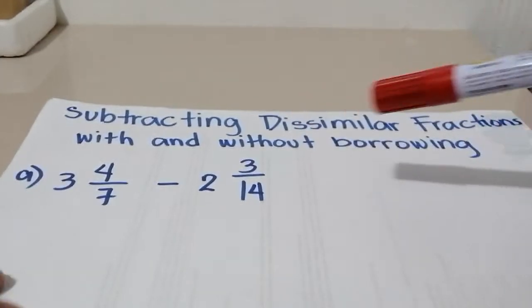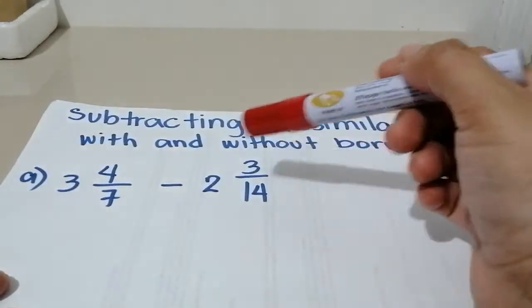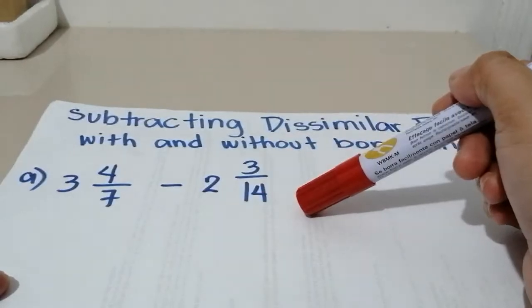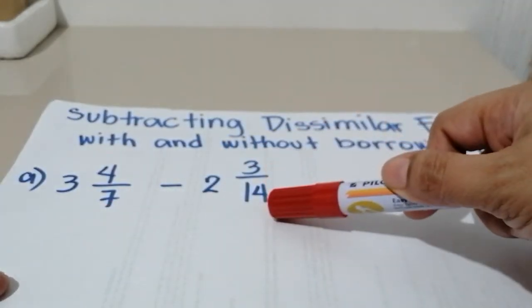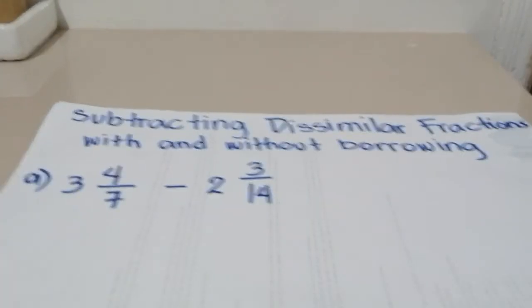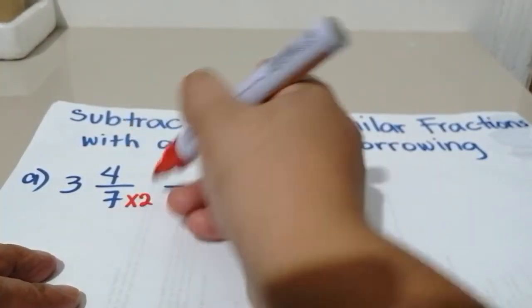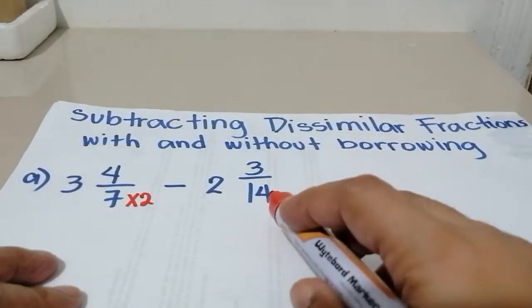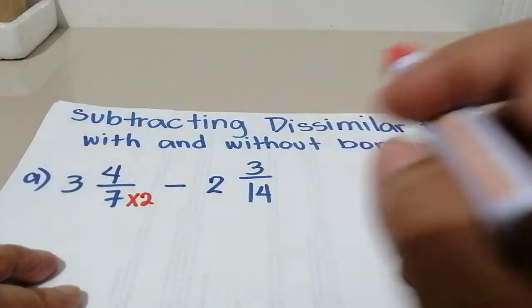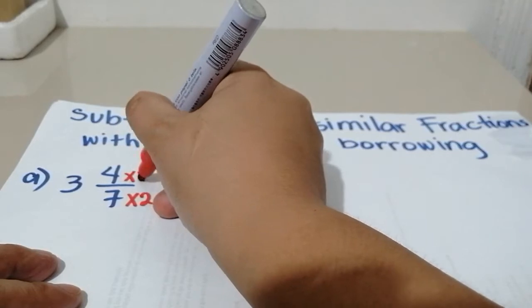Okay, so to get the LCD of the fractions, the first one is 3 and 4 over 7 minus 2 and 3 over 14. So as you can see here, 7 and 14, 14 is a multiple of 7. So ang gagawin lang natin ay magmumultiply tayo dito ng 2 sa 7, because 7 times 2 is 14. Dahil ang LCD ng 7 at 14 ay 14. At dahil nag-multiply tayo ng 2 dito, kailangan din natin mag-multiply ng 2 sa taas.